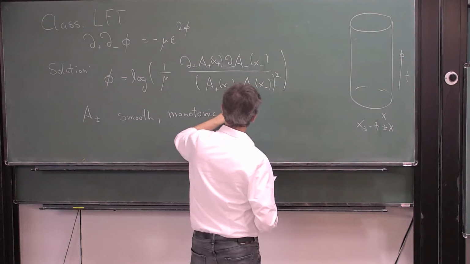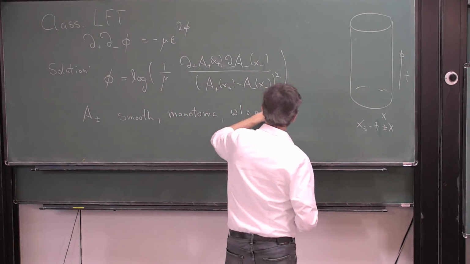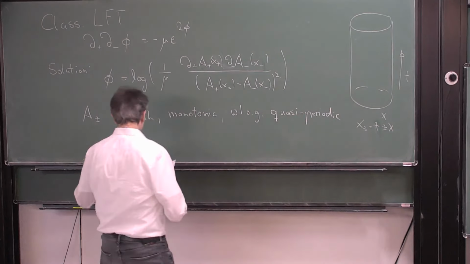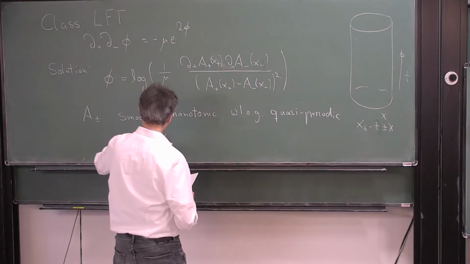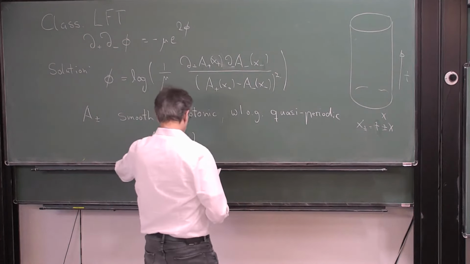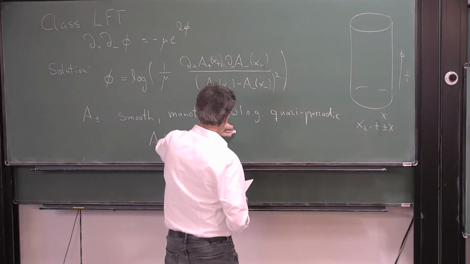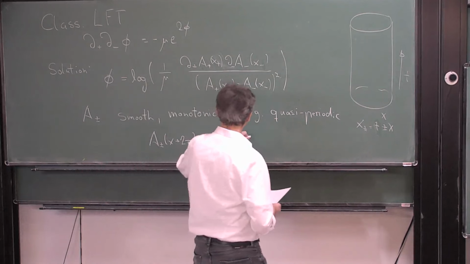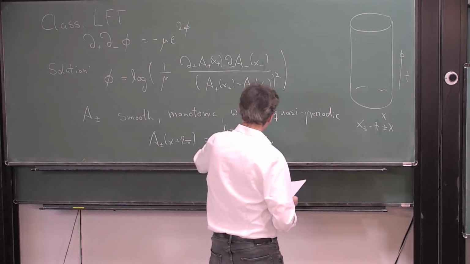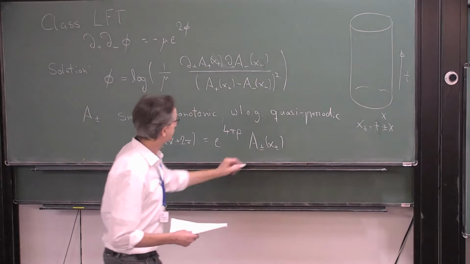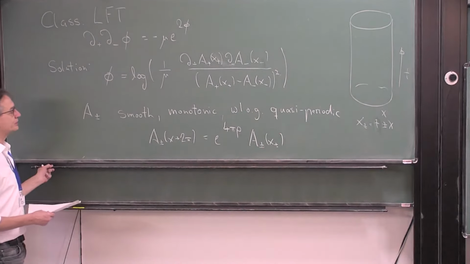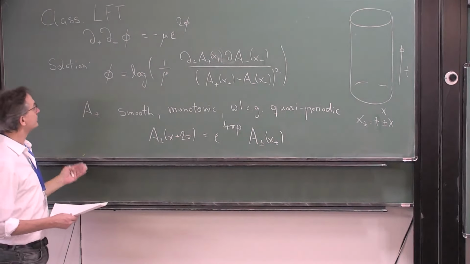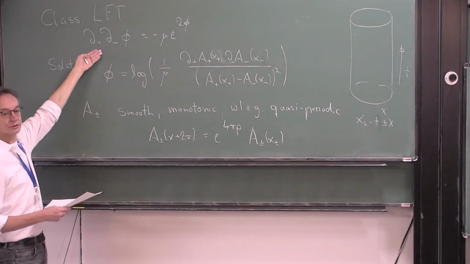And without loss of generality, we can assume it to be quasi-periodic, which here concretely means A plus minus of X plus 2 pi is e to the 4 pi p times A plus minus of X. Here, p is a constant, which is a characteristic of the solution, and will play an important role in the following. So it is part of the data parametrizing solutions. Okay, so these are the conditions. Otherwise, these functions A plus minus are arbitrary, so you choose functions A plus and A minus satisfying these conditions, you plug them into the formula, and out comes the solution to this nonlinear equation we aim to solve.